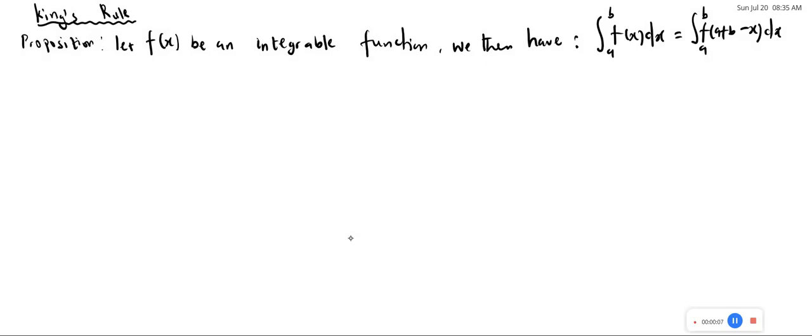So, in today's video, we'll be looking into a special rule, the great identity in mathematics and specifically in calculus. So, the question says, King's rule. All right, so proposition: let f of x be an integrable function. We then have integral from a to b of f of x dx equals integral from a to b of f of a plus b minus x dx. Now, let's prove this first.